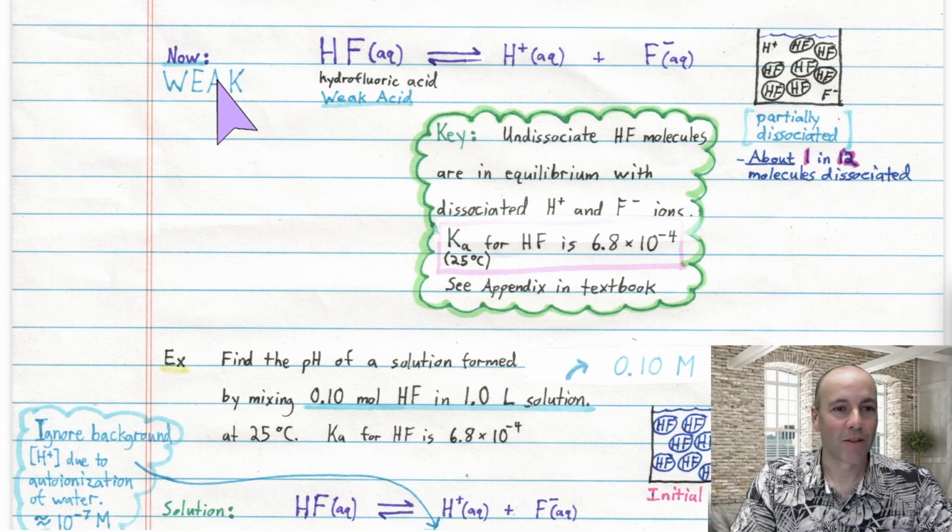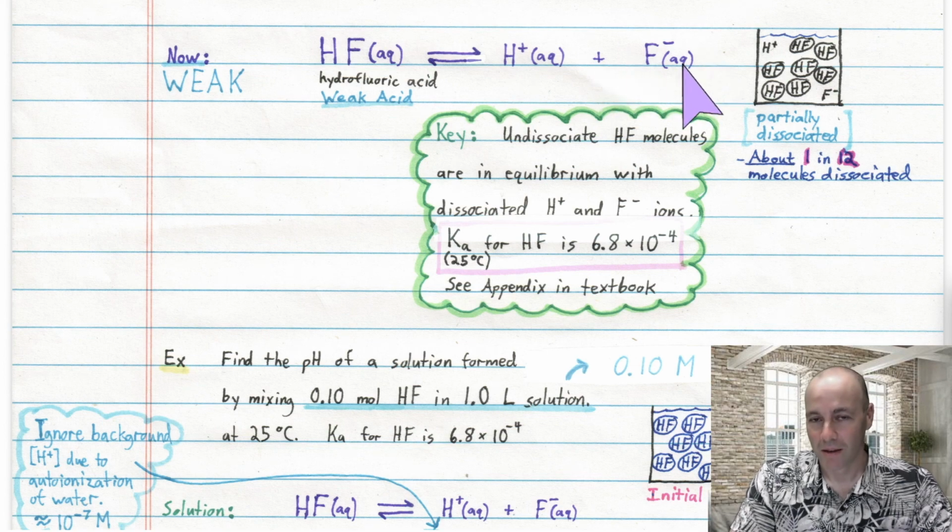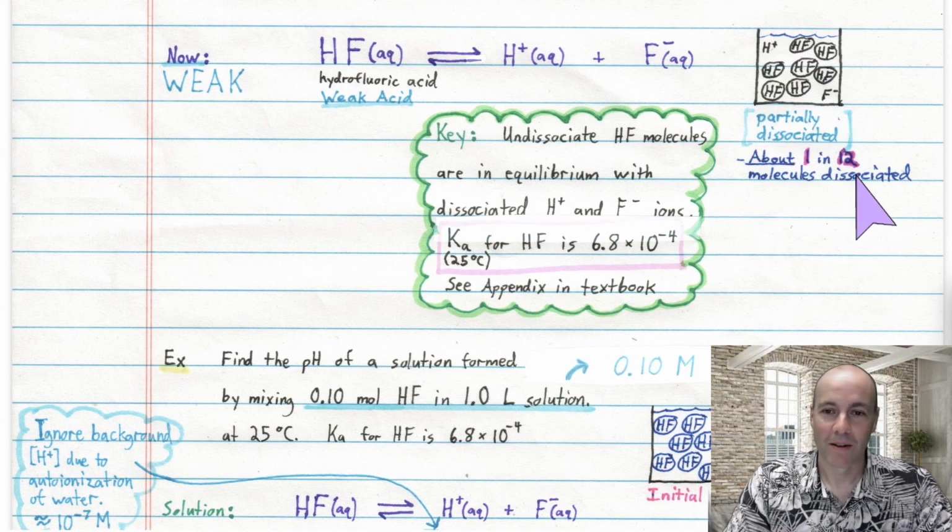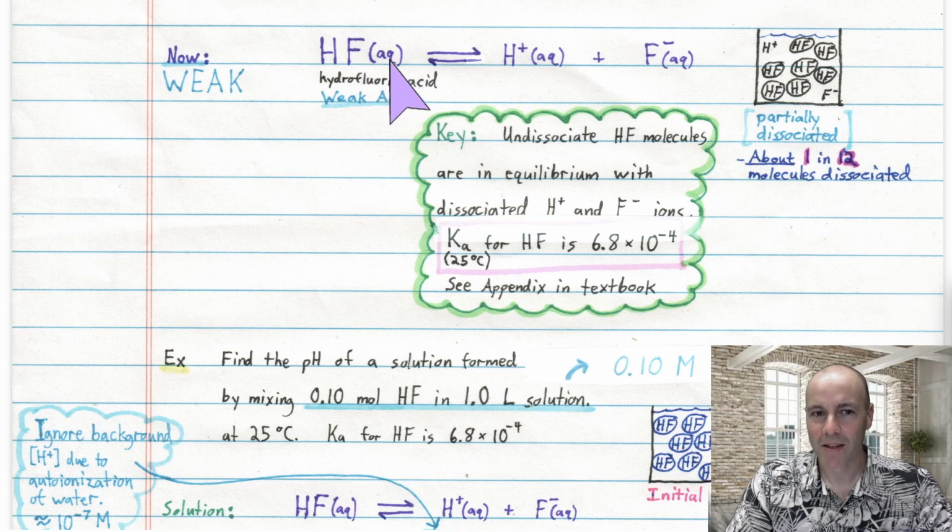So hydrofluoric acid is a weak acid, so it undergoes partial dissociation as represented by the equilibrium arrow. So you do get protons in solution and fluoride minus as well. And your picture looks something like this. A couple are dissociated, but the majority are undissociated molecules. And about 1 in 12 of them are dissociated. Now this is an equilibrium which is occurring between the molecules and the ions. The undissociated HF molecules are in equilibrium with the dissociated protons and fluoride ions.